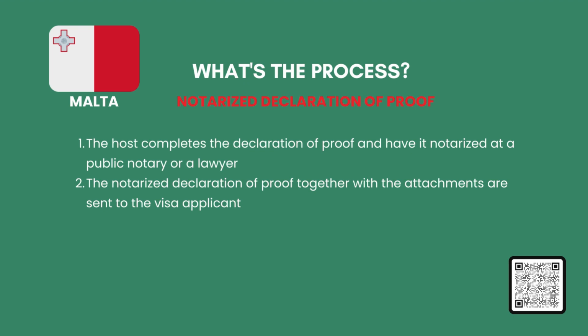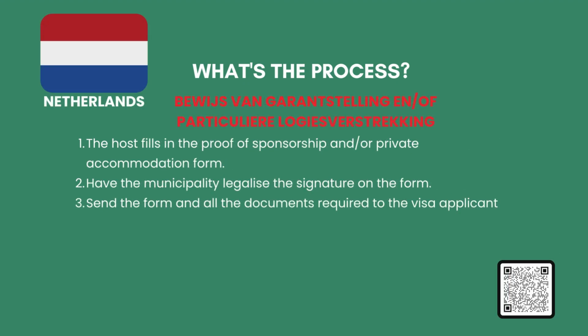For Netherlands, this is the garantstelling. So it's just a proof of sponsorship. Okay, so I do not know how to read it in Dutch. So the host will fill out the form, the proof of sponsorship and or private accommodation, and make sure to have the gemeente or the municipality legalize the signature on the form, after which the host can send the form and all other required documents to the visa applicant.